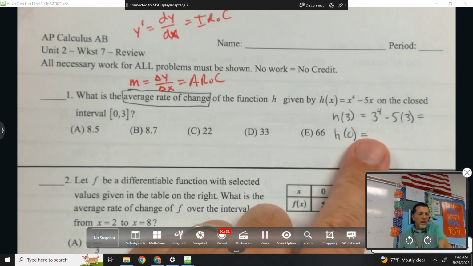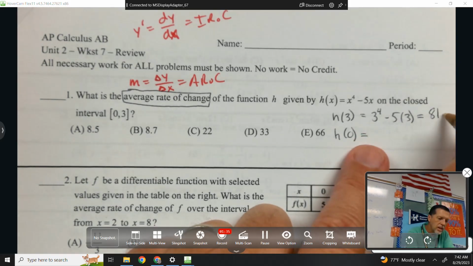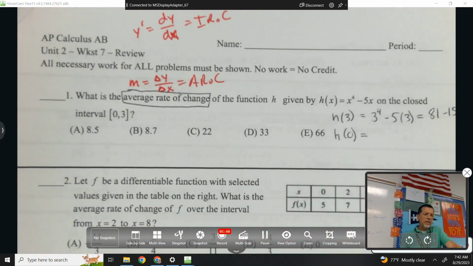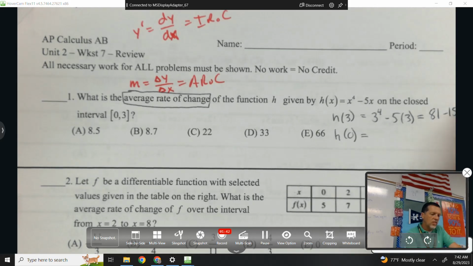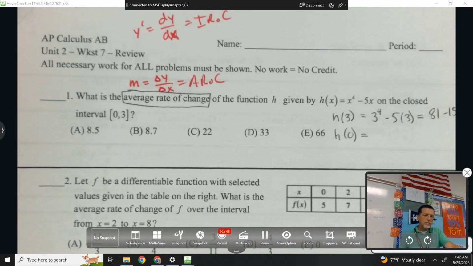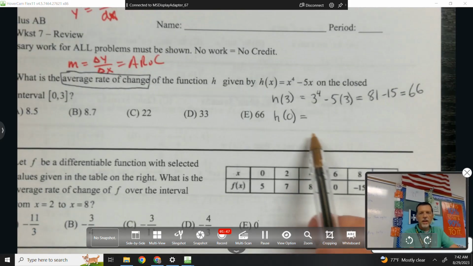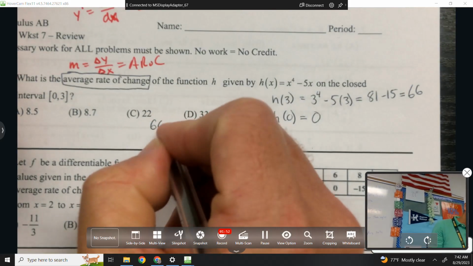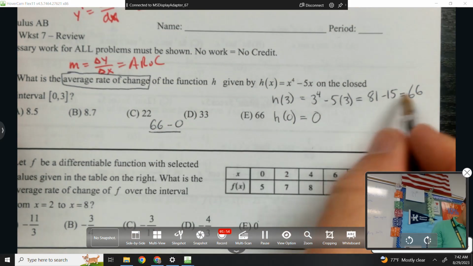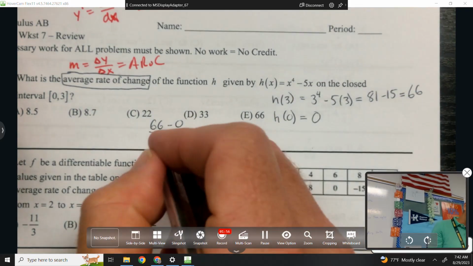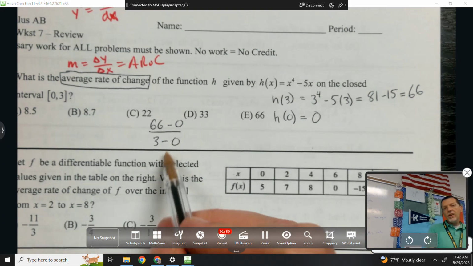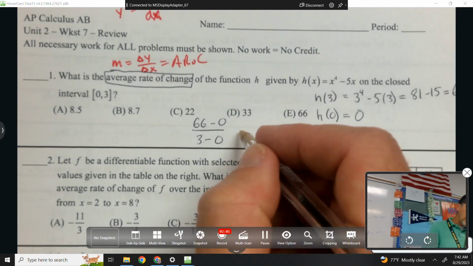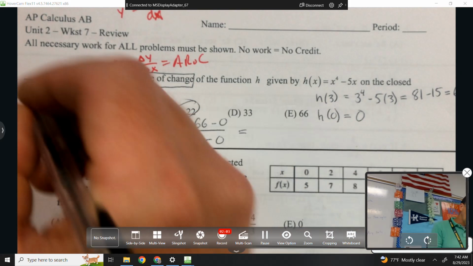3 times 3 is 9, times 3 is 27, times 3 again is 81. 81 minus 15 is 66. H of 0, that's an easy one. We get 0. So 66 minus 0 over 3 minus 0. And that right there would be a safe stop. Obviously, multiple choice test. 66 divided by 3 is 22.